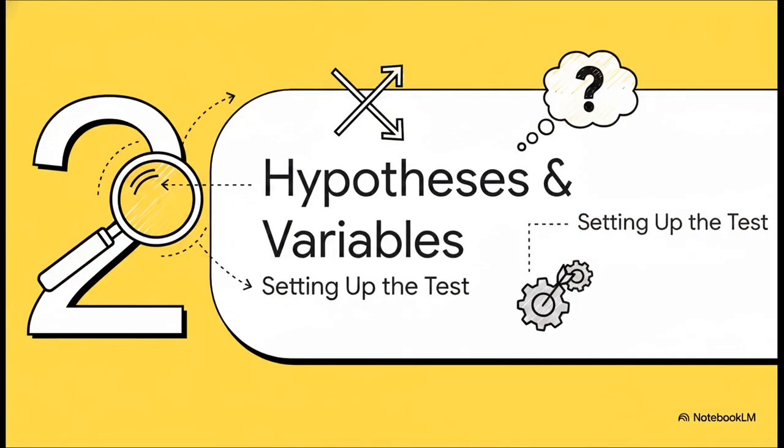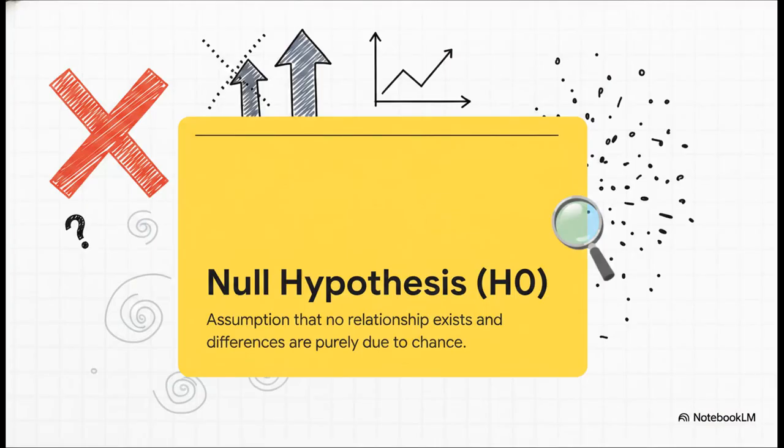Moving right along to part two, hypotheses and variable types, setting up the test. So, to set up a truly rigorous test, science actually starts by assuming your grand idea has absolutely zero effect. We call this the null hypothesis. It's the baseline assumption that any result you see is just, well, random luck. As a researcher, your primary job is actually to try and completely disprove this baseline.